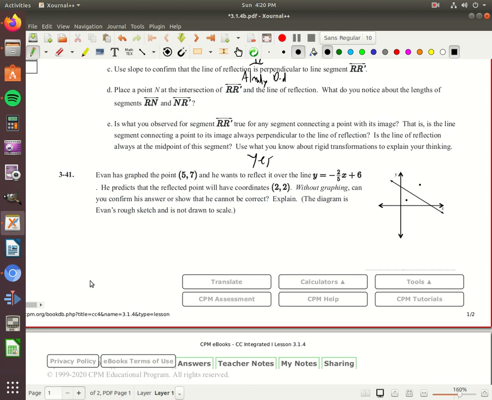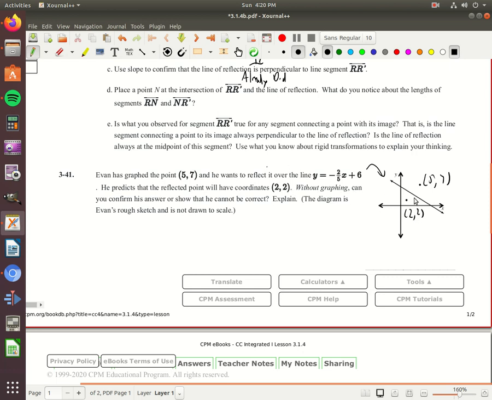Part 2 starts with what I consider an absolutely fabulous question. It's always interesting to see who can piece this together based on what we've discussed so far. Evan graphed the point (5, 7), so we'll say this is (5, 7), and wants to reflect it over the line y = -2/5 x + 6. He predicts the reflection point will be (2, 2).